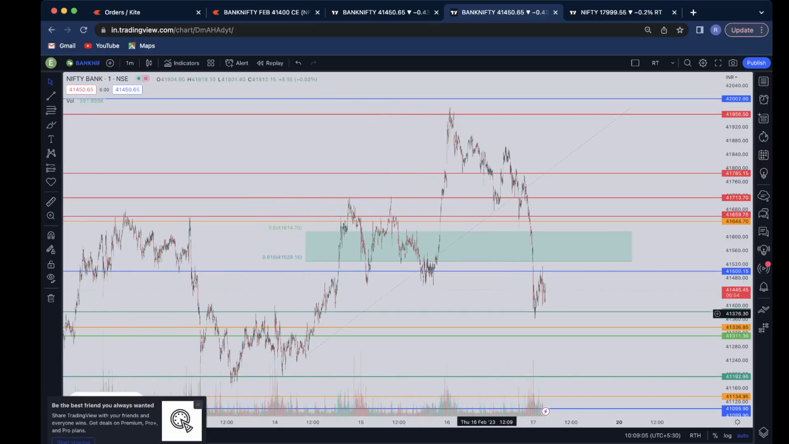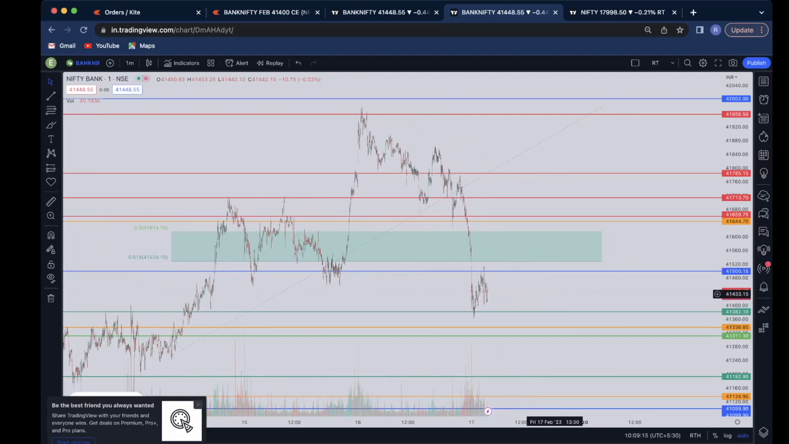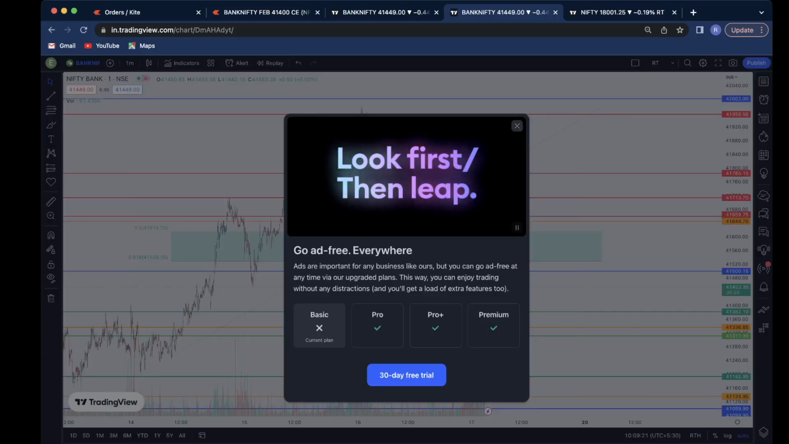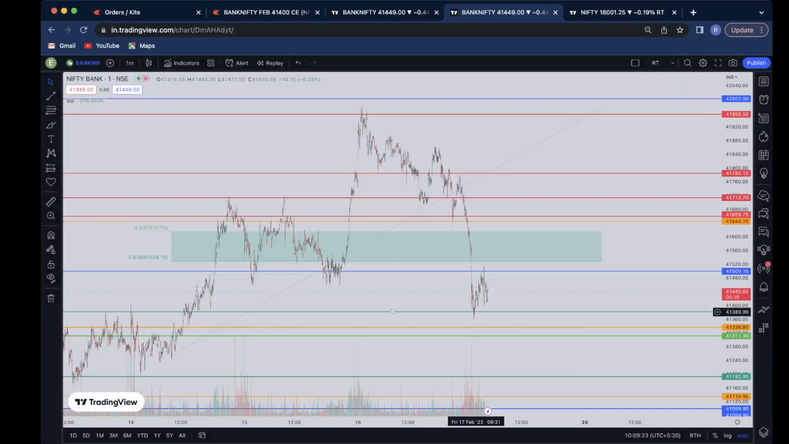If the market somehow breaks below this level, this 41,378 level, then mostly the sellers would be interested there. The buyers would not be much more confident, and this is a more sellers-confident trade, but still buyers can also come in here with a small quantity, because this is a nice support here.